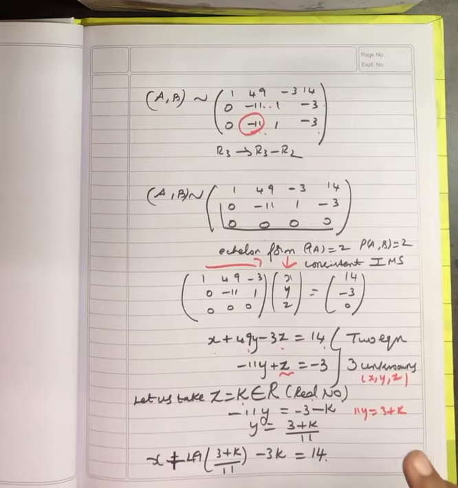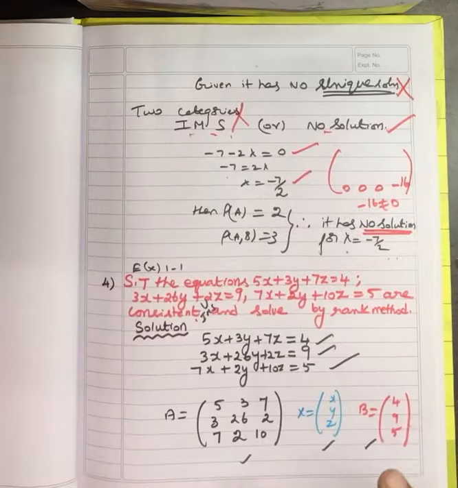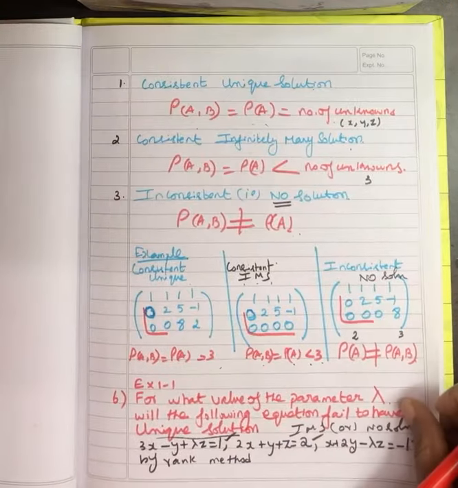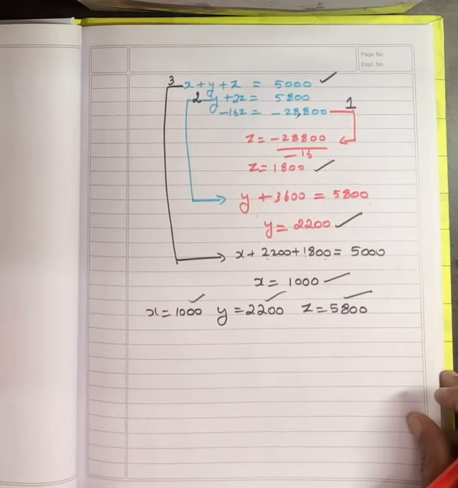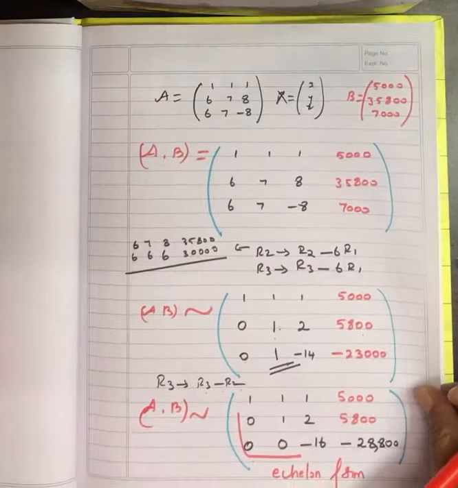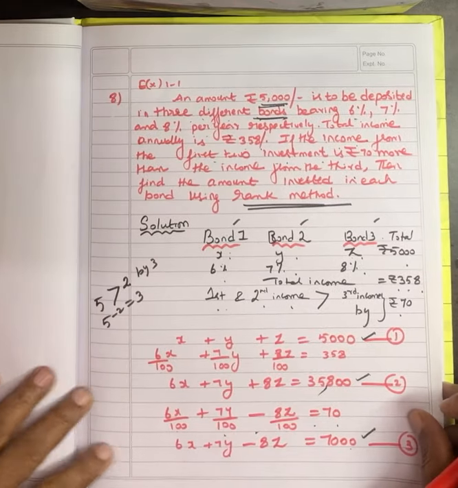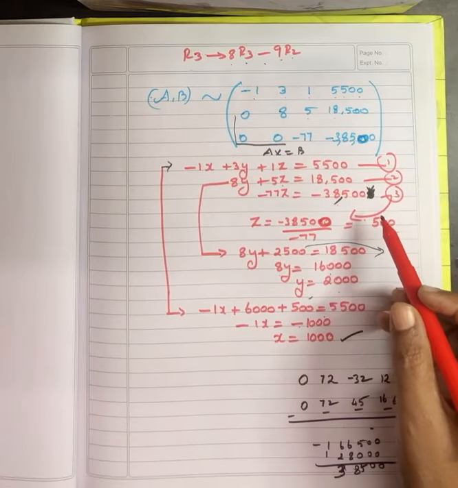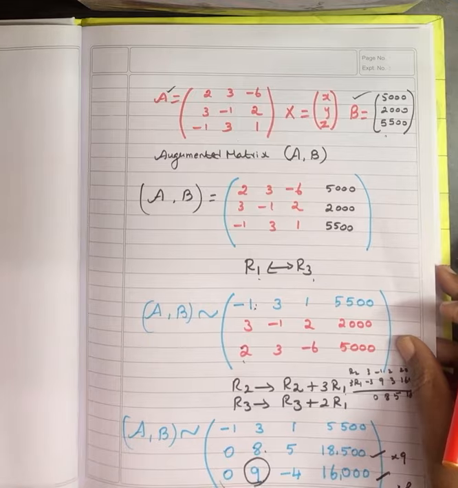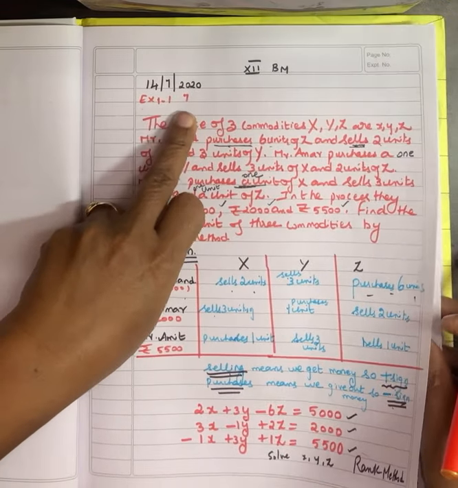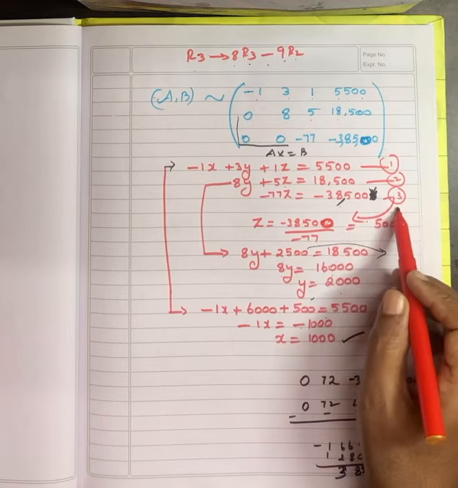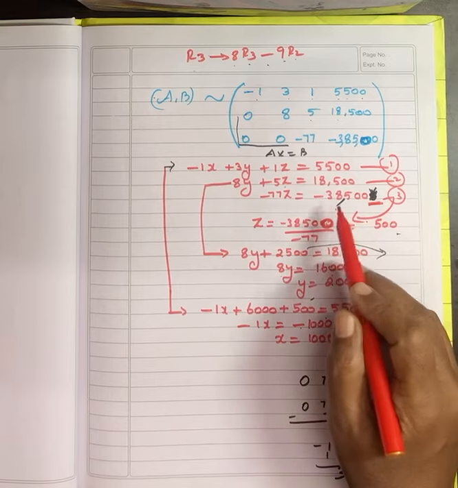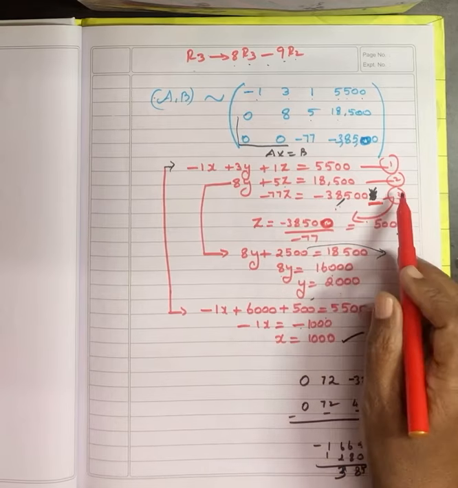One small correction was there. In which place is it? Here. In exercise 1.1, seventh problem, third equation. I have written one more zero, please change it. It should be 38,500. I have written 3,85,000. So cut that.